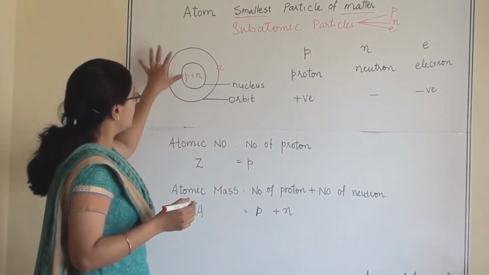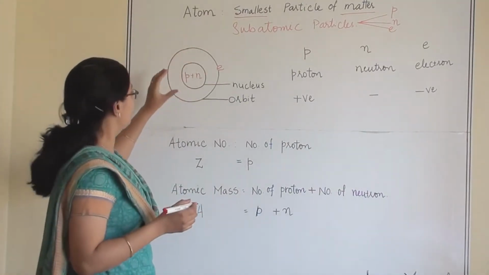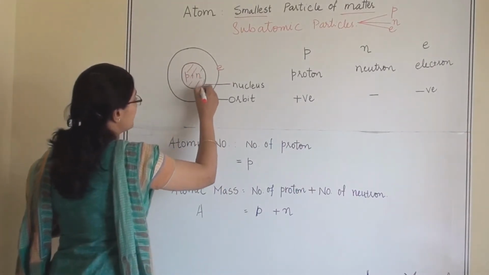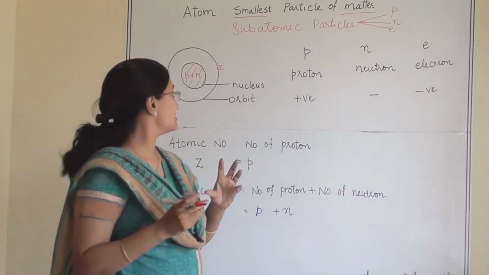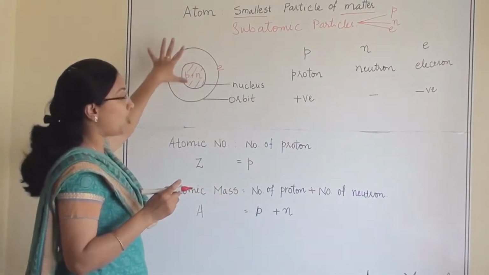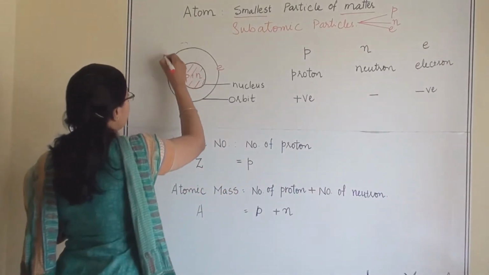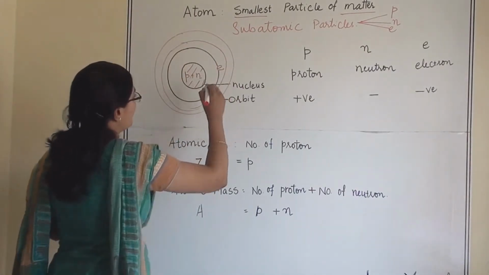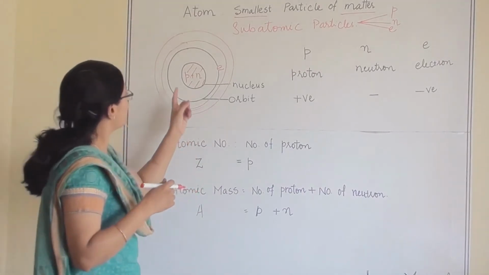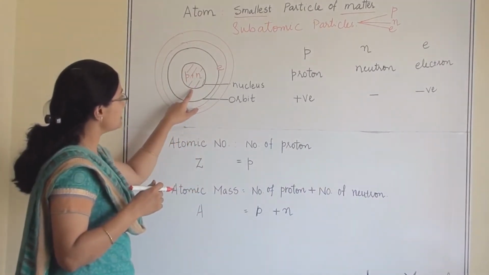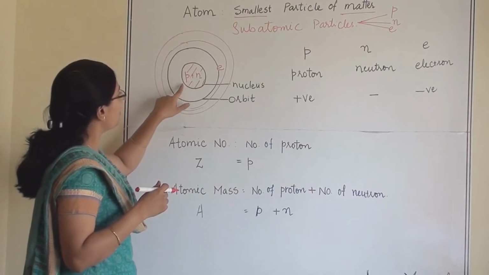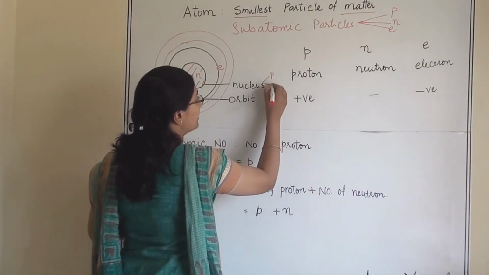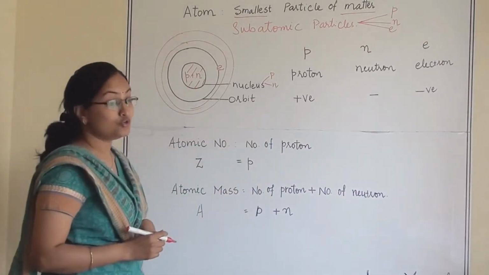So here, this is the structure of an atom. This is the nucleus. This inside portion is the nucleus, and it is surrounded by the orbitals. There are n number of orbitals around the nucleus. So in the nucleus, what will be there? In the nucleus, there are 2 subatomic particles, proton and neutron.